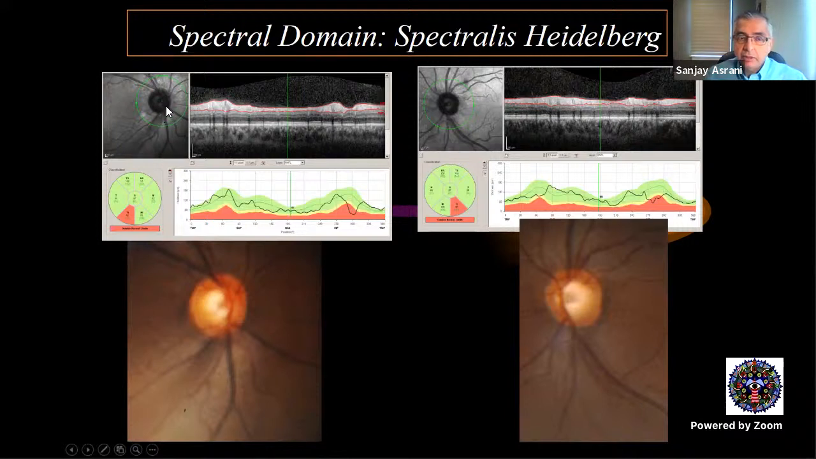Then came spectral domain OCT, as I mentioned. And here is an example from Spectralis Heidelberg. Here is an example in the right eye of an inferotemporal nerve fiber layer defect. You can see that loss in the profile of the nerve fiber layer. You can see it as compared to the normative database. You can see it on a color fundus photograph. And the same thing in the other eye.